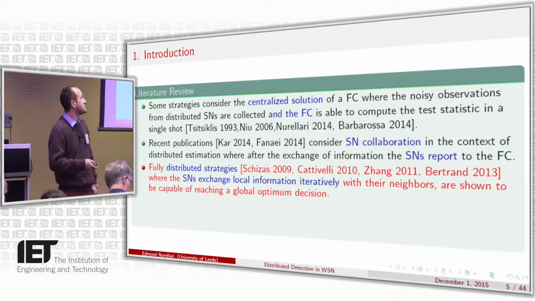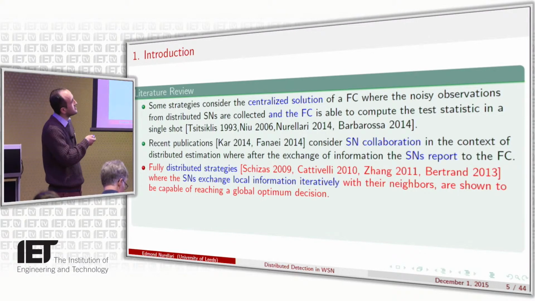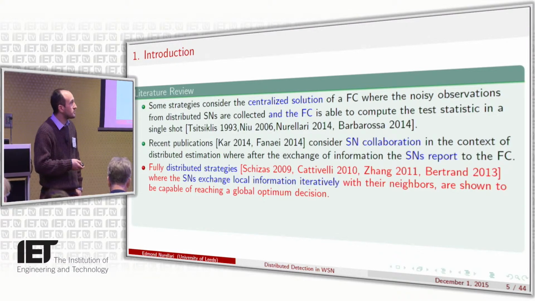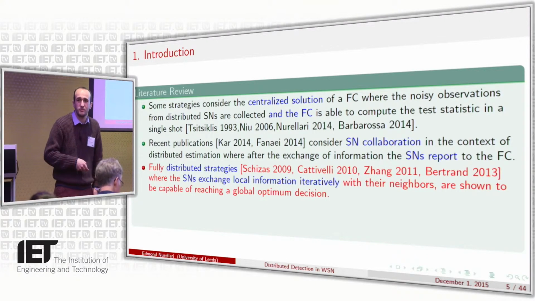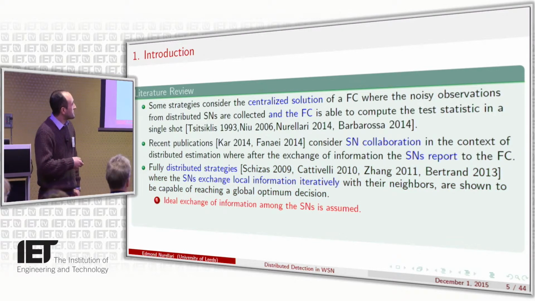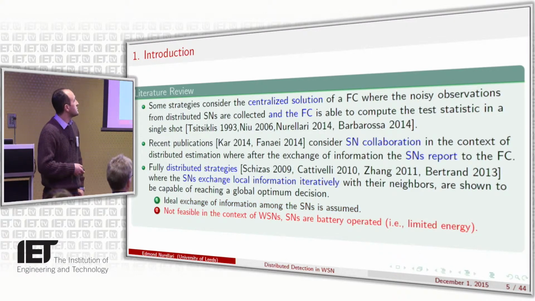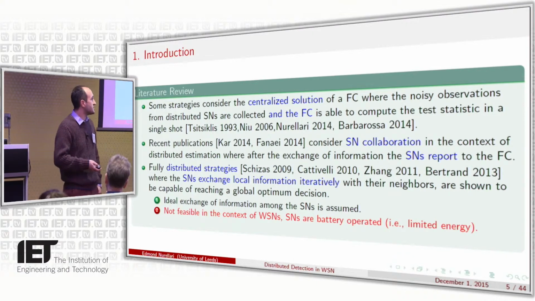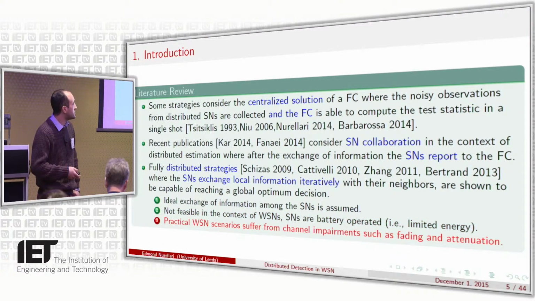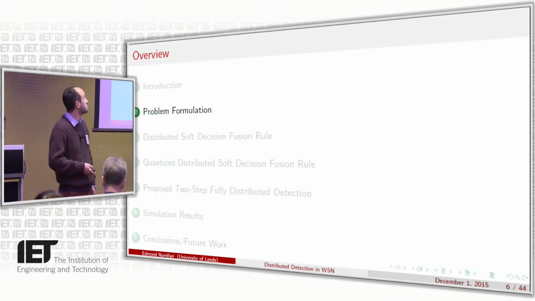Then we have the fully distributed strategies, with these references, Shiaz, Cativelli, Zhang, and Bertrand, where the sensor nodes exchange local information iteratively with their neighbors and are shown capable of reaching a global optimum decision across the field. What they consider is ideal exchange of information among the sensor nodes, but that is not feasible in the context of wireless sensor networks. The sensors are battery operated, so they have limited energy on board. Practical wireless sensor networks suffer from channel impairments such as fading and attenuation.